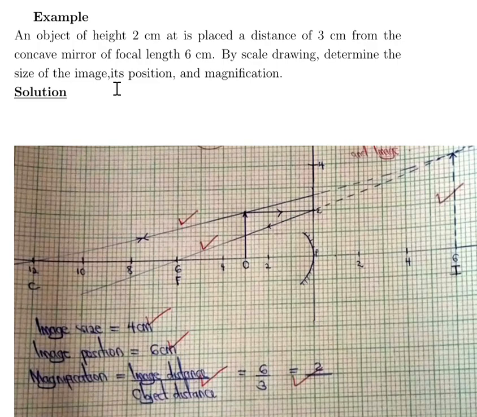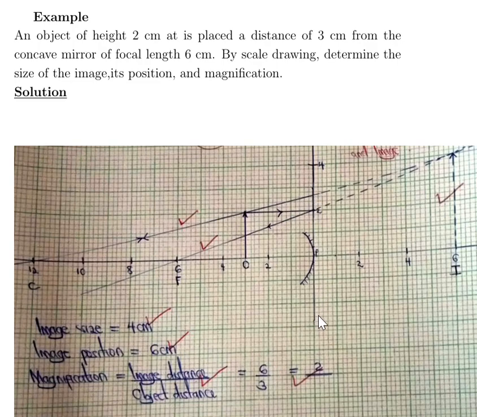So today we are going to look at an example involving ray diagram construction, basically by accurate drawing. In this example, an object of height 2 centimeters is placed at a distance of 3 centimeters from a concave mirror of focal length 6 centimeters. By scale drawing, determine the size of the image, its position and magnification.